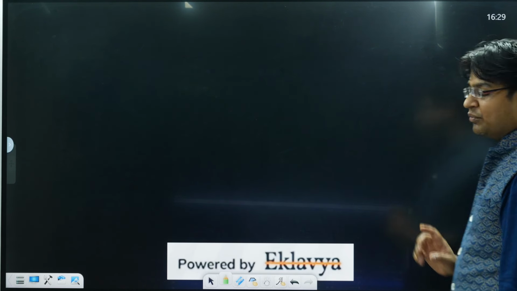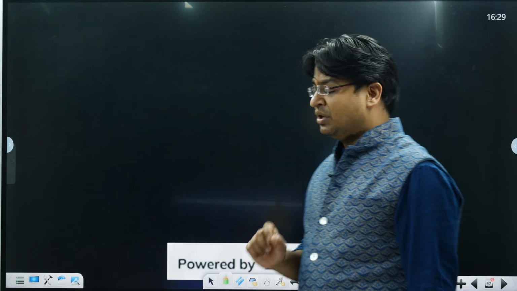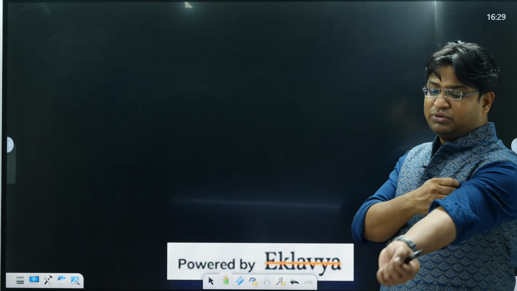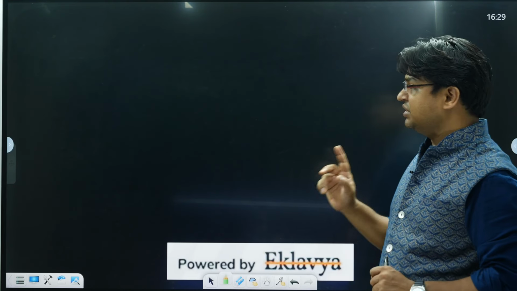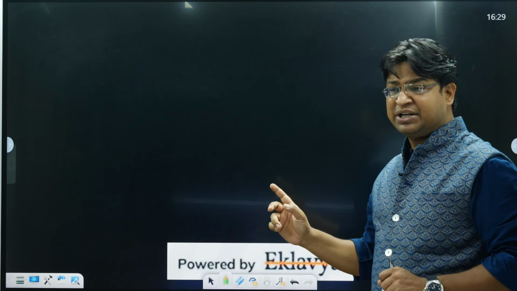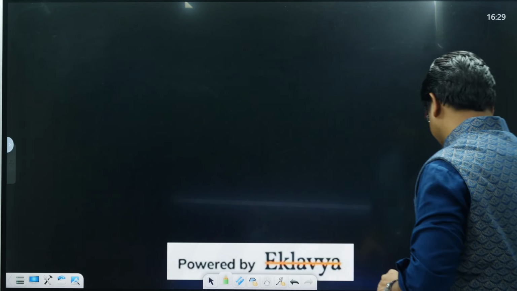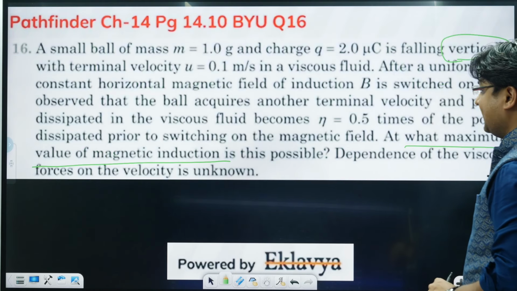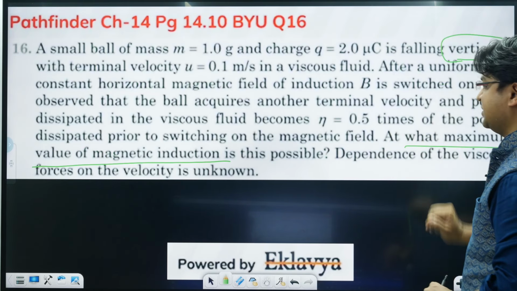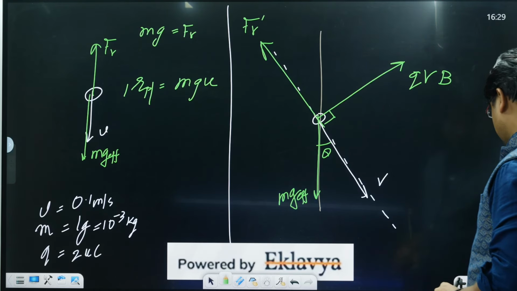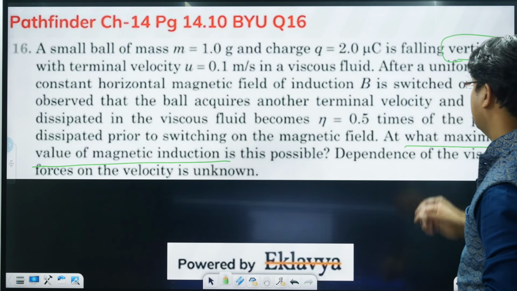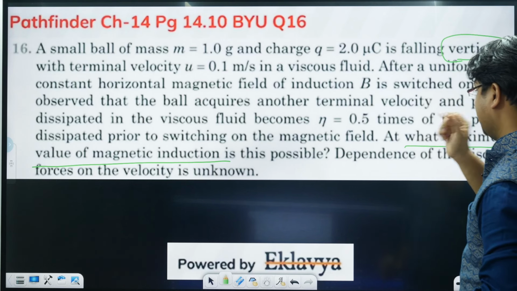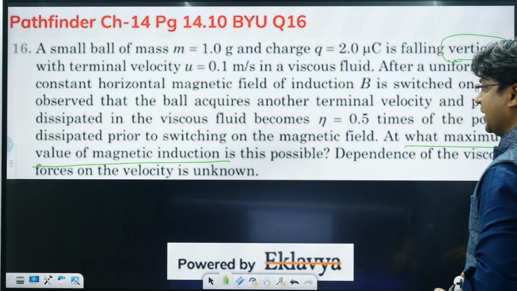So first thing, I'm going to make use of the information given to me. What information am I talking about? The question tells me that the power dissipated in the next case is half of the power dissipated in the previous case. So, half of the power dissipated.